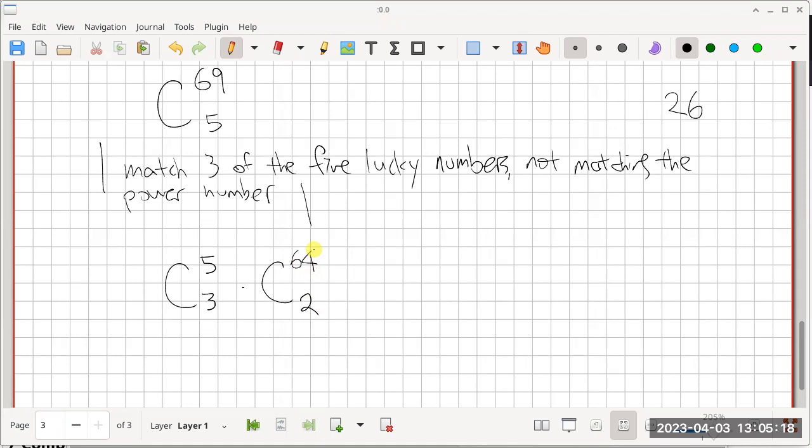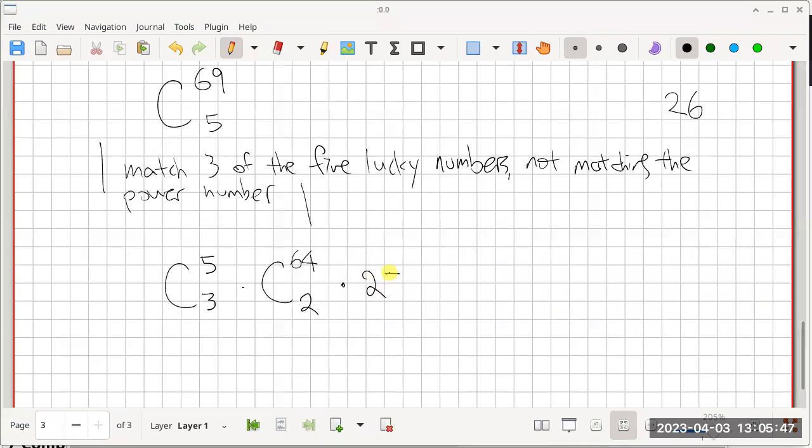Does that make sense? But we're not done yet, because there's also the Powerball. Every ticket has a Powerball number, and here we don't want to match it. So there are 26 to begin with. There's one that is the chosen one, which means there are 25 non-matching Powerball numbers.